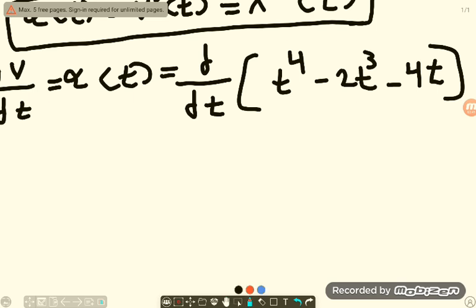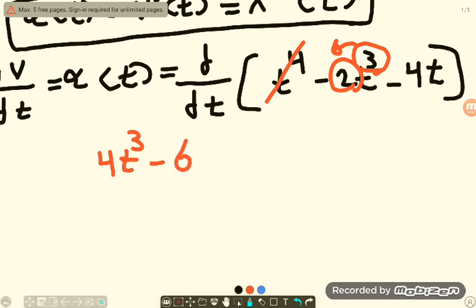So derivative of t to the fourth, use the power rule. So that's going to be 4t cubed, right? Minus, take the constant out, 2, multiply it by the derivative, and then take the 3 down, the power, minus 1, so that would be equal to 2 multiplied by 3, so that would be 6t, minus the derivative of t is equal to 1, and then you multiply it by 4, so that's equal to 4.